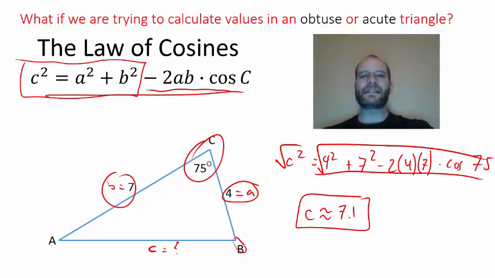Those are the laws of sines and cosines. They're useful for finding values in non-right triangles, so it's a bit of an extension from right triangle trigonometry.